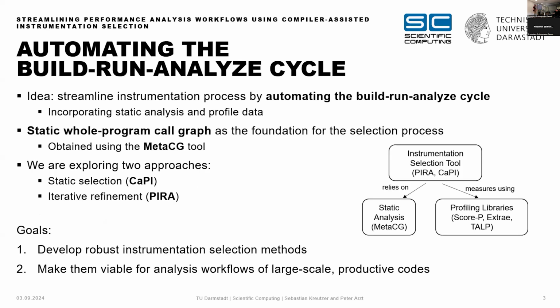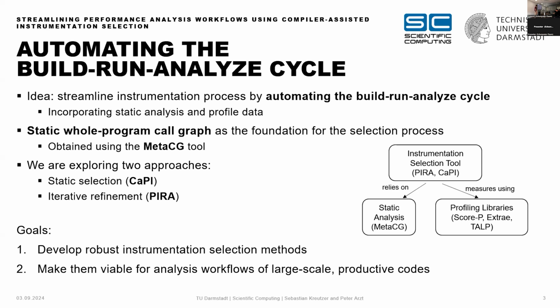So we've been working on automating the cycle. The basic idea is to automate it using static analysis, and also to look at how we can integrate static analysis with profile information to help the analyst get this process done quicker. Our foundation for this is a static whole-program call graph. Over the years, we've developed a tool called MetaCG, which we use to obtain this call graph. And we have explored two major approaches, which we'll talk about here.